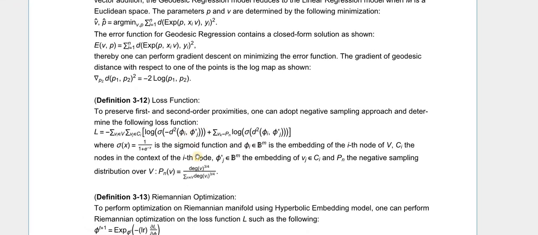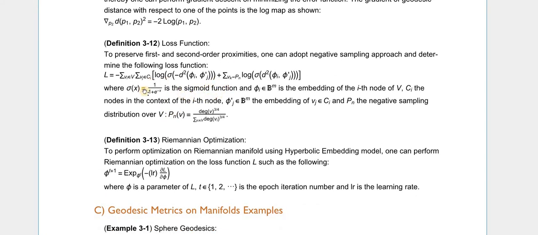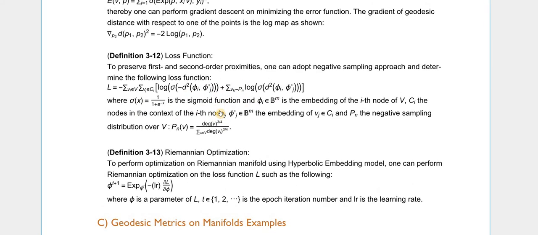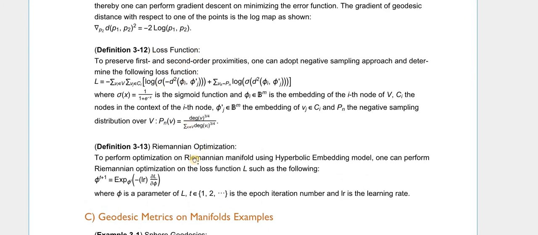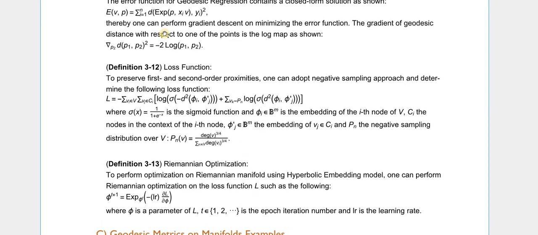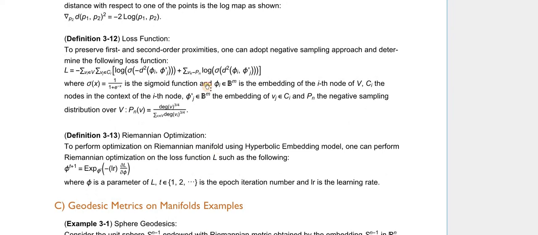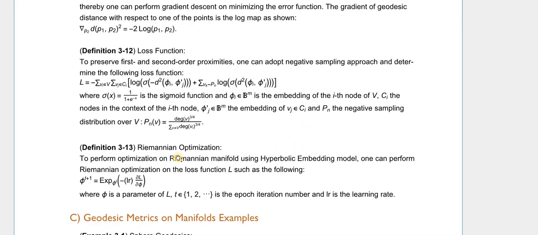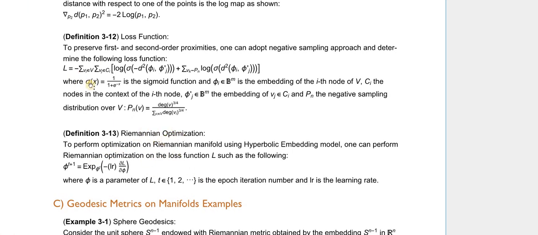These embeddings are these phi terms. I'm not going to explain all of this, but this sigma term is a sigmoid function, which is used to optimize our function here. The loss function allows us to minimize it. In essence, what we'll do with the loss function is perform this geometric optimization, very similar Riemannian optimization, but instead of the error function of our line from the geodesic regression, in the embeddings we'll be minimizing the loss function and performing the Riemannian optimization of the loss function.